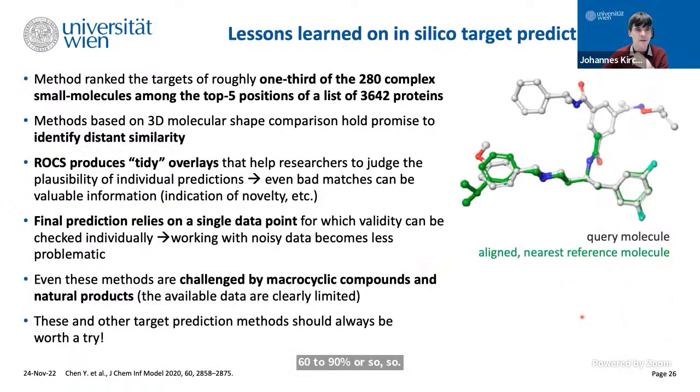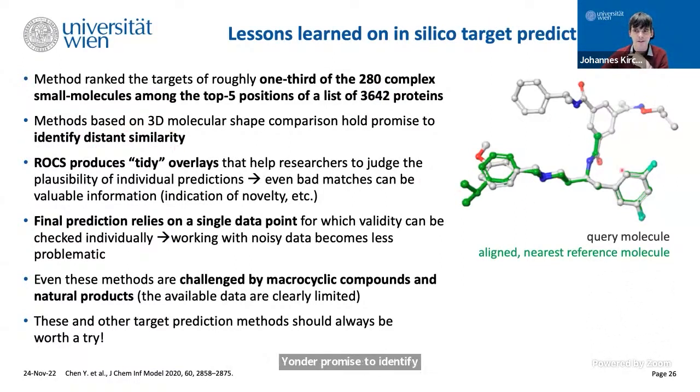So the lessons that we learned from that, as a conclusion: for 1/3 of these 280 complex molecules, we could get the correct target identified among the top 5 positions out of 3,600, and that is really an encouraging result. These 3D molecular shape-based methods hold the promise to identify distant similarity.